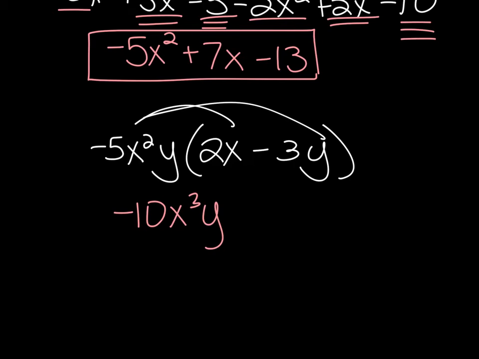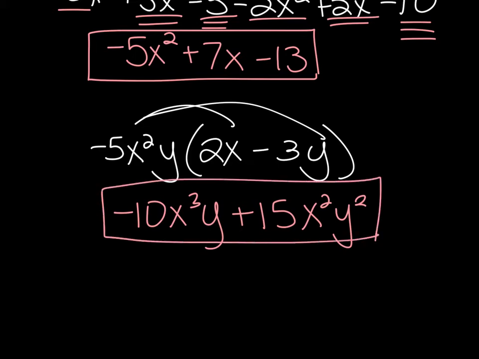Negative 5 times negative 3 becomes a positive 15. There's no x to multiply by, so the x would stay squared. And now I've got y times y, which is y squared. Alexis. Wait, why does it become positive? Because it's negative 5 times negative 3. Oh, so you keep the signs. Questions on that one?